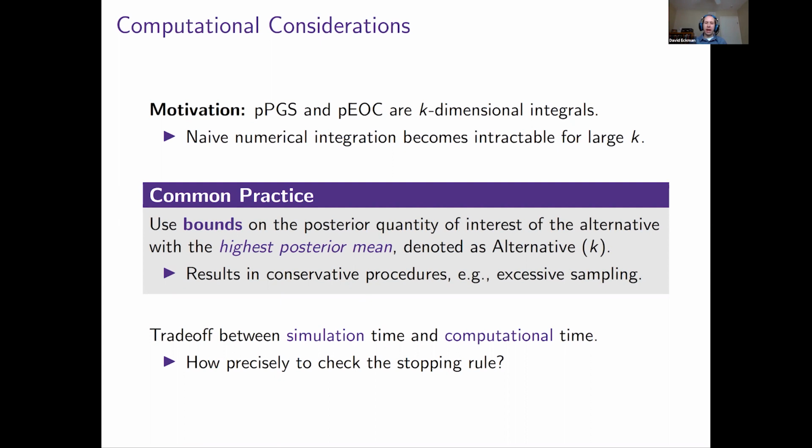But in using these bounds, we end up with conservative procedures in that they're taking more samples than would be taken if you had exactly computed the posterior quantity. That then presents a trade-off between simulation time, by which I mean the time that you would spend simulating those additional replications, and time that might otherwise have been spent more precisely computing the posterior quantity of interest. So the motivating question going forward is going to be, where on the spectrum should we fall with deciding how precisely to check the stopping rule? How do you balance this trade-off?